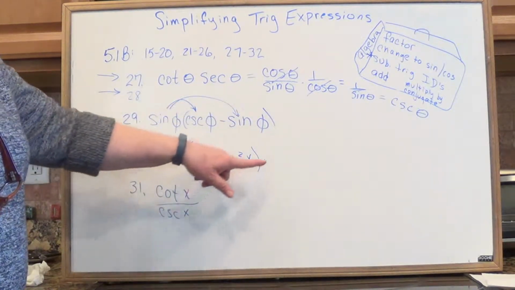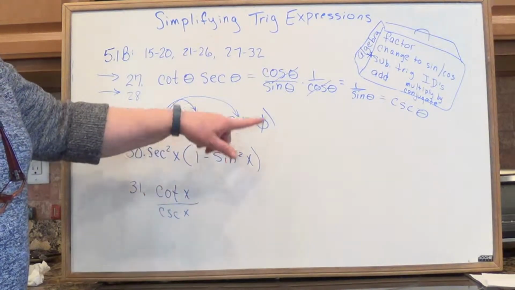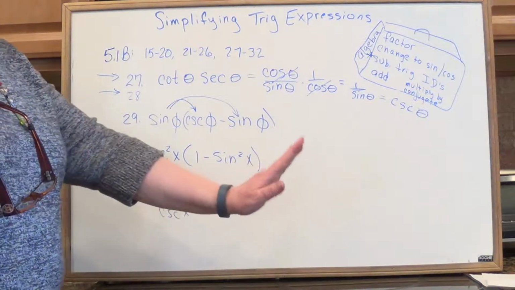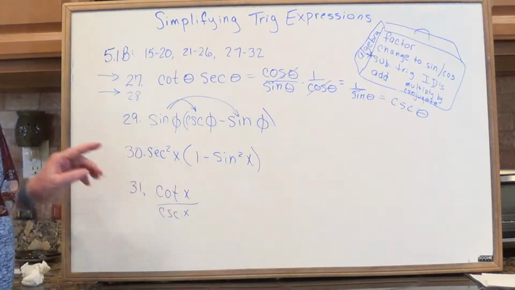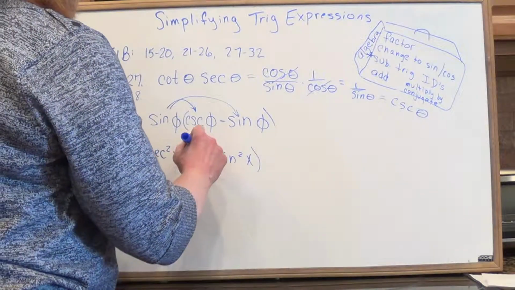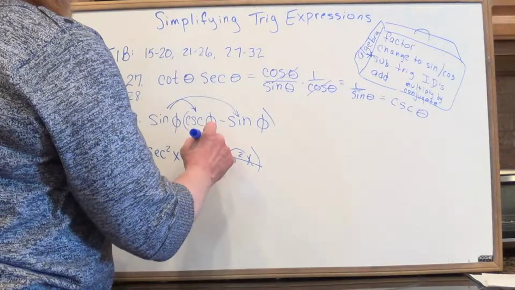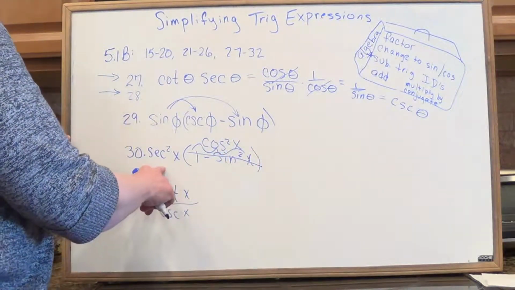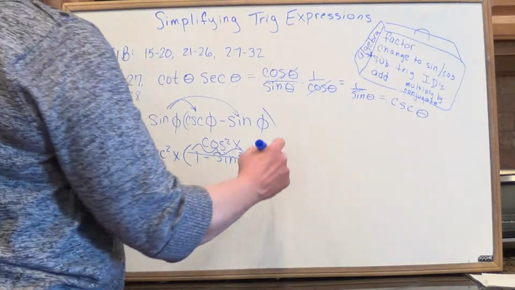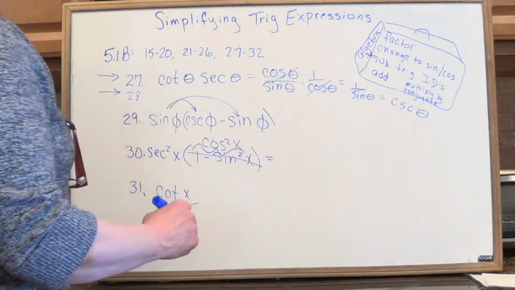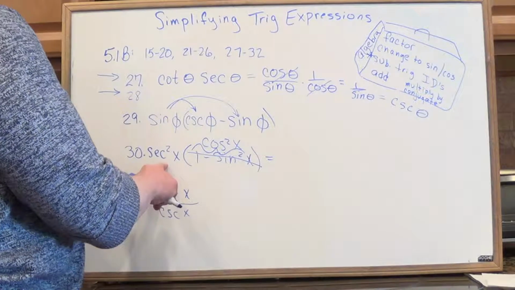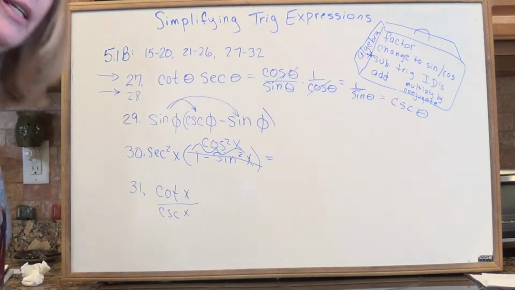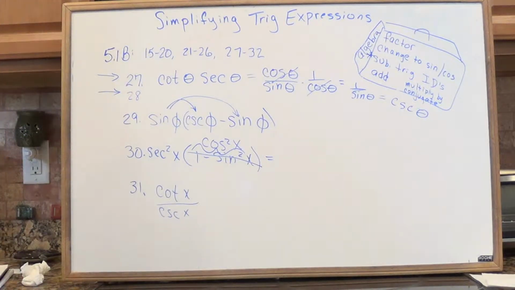Right here, we just discussed it. It is the rearrangement of sine squared plus cosine squared equals 1. So you'll recall that 1 minus sine squared is the same as cosine squared. Now we have secant squared times cosine squared. And let's see if you can finish that, remembering that secant is the reciprocal of cosine. So I'll let you take it from there on number 30.